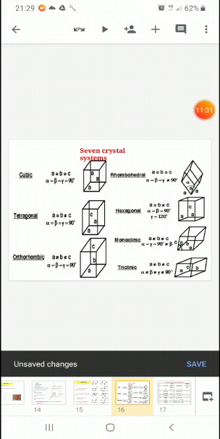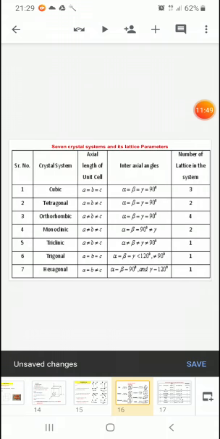the tetragonal system. In the tetragonal system, the axial lengths of the unit cell are A equals B not equal to C, and the axial angles are alpha equals beta equals gamma equals 90 degrees, and the number of lattices in the system is 2.